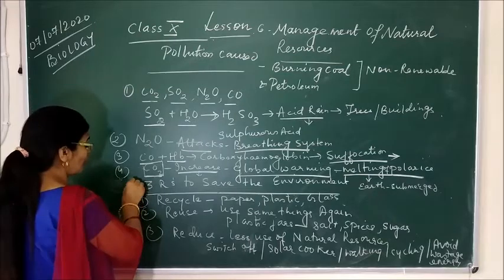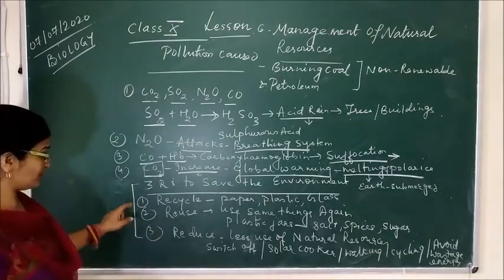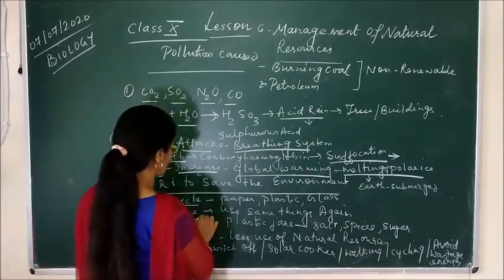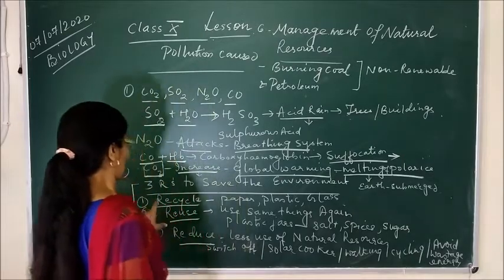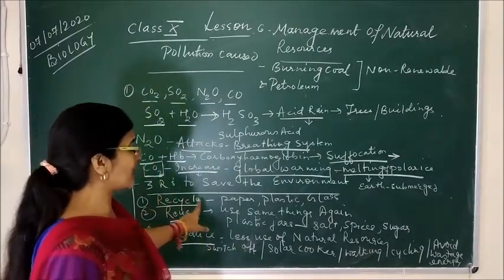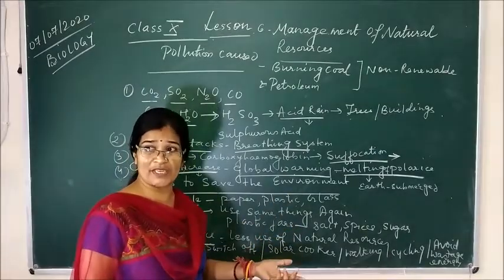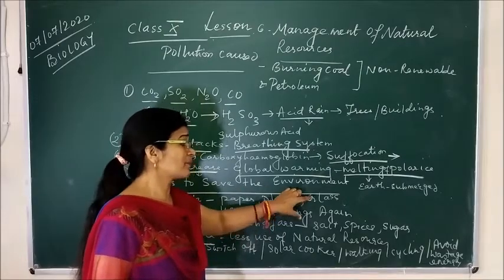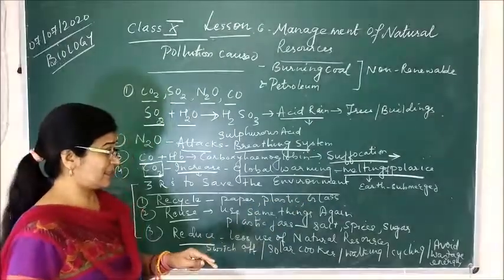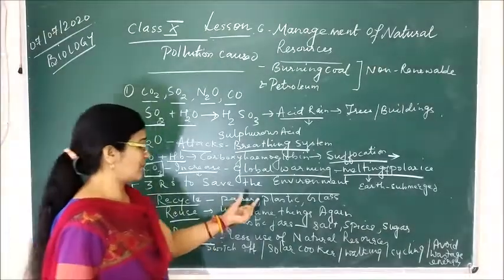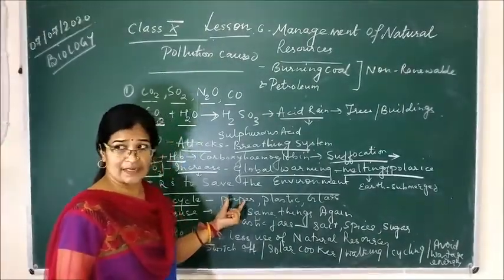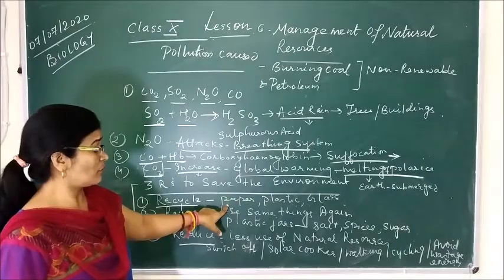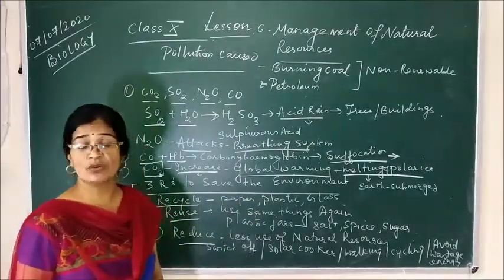Now, I will tell you about the 3 R's to save the environment. These 3 R's are: first, recycle; second, reuse; and third, reduce. Recycle means, as you all know, the process in which waste objects like paper, plastics, glass can be renewed, converted into fresh ones. Like waste paper can go to the paper factories, be converted into pulp, and then the old paper can be converted into fresh paper.